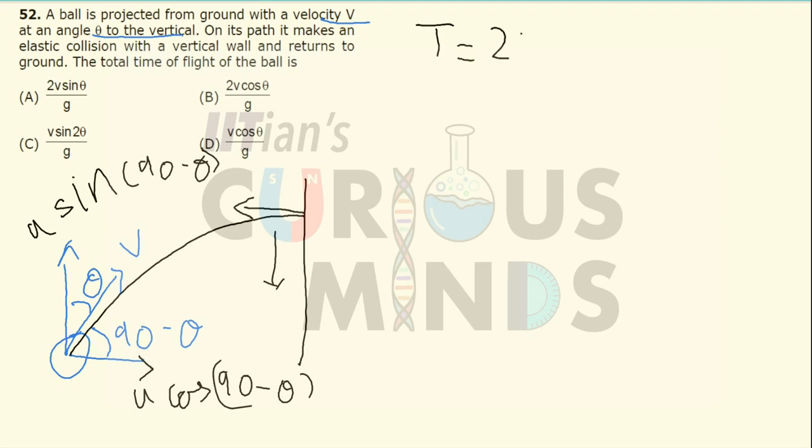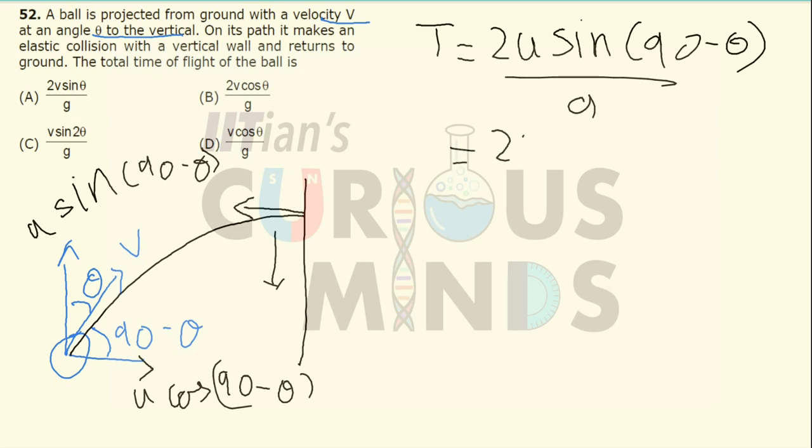It will be equal to 2u sin theta divided by g. In this case, it will be sin(90 minus theta) into 2u divided by g. So basically it will be equal to 2u cos theta divided by g, or 2v cos theta divided by g, which is option number B.